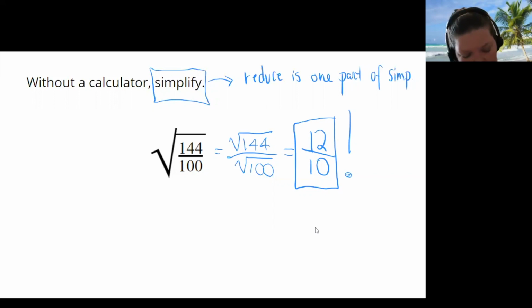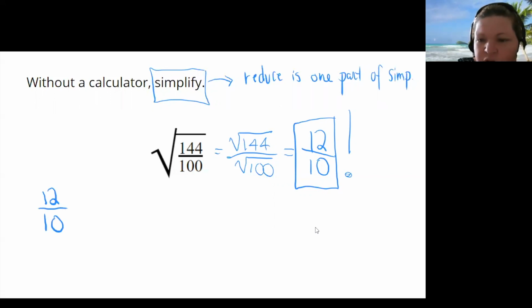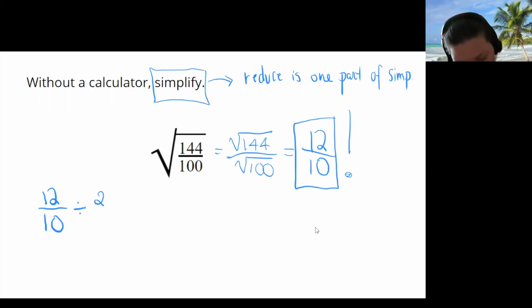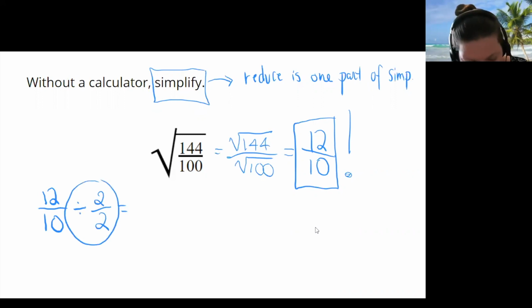And so, yes, 12 and 10 have a common factor that we could divide out of them. We could reduce this. What do 12 and 10 have in common? They have a 2 in common. I'll divide it out of both of them. And that's what it means to reduce to lowest terms, is to divide out any common factors. 12 divided by 2 is 6, and 10 divided by 2 is 5.